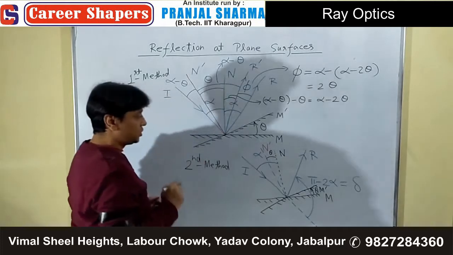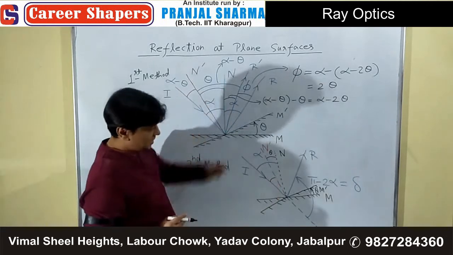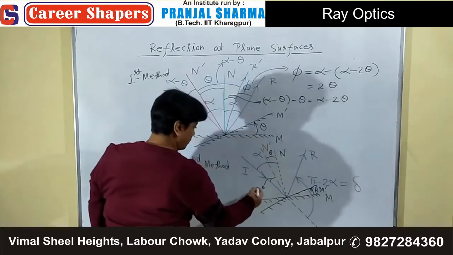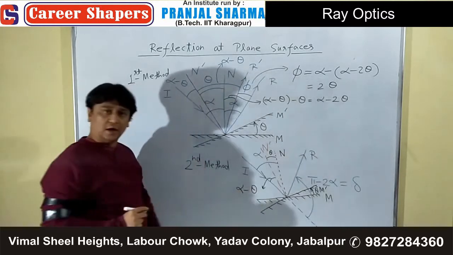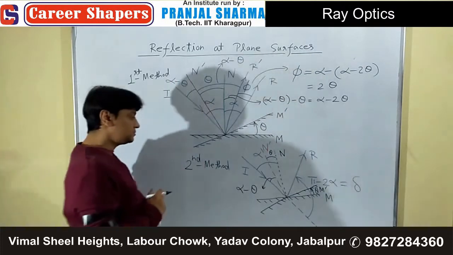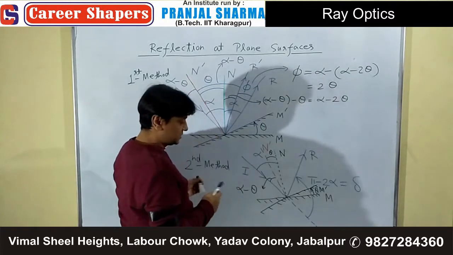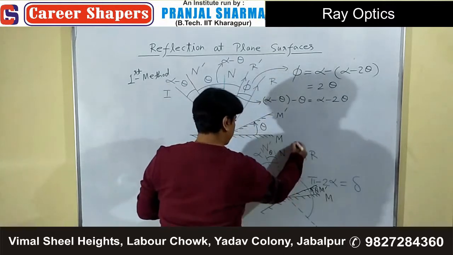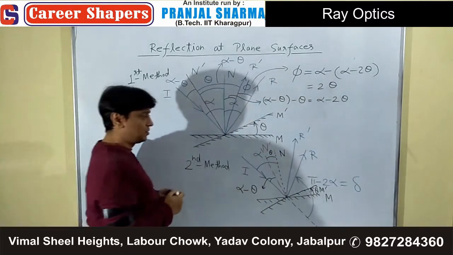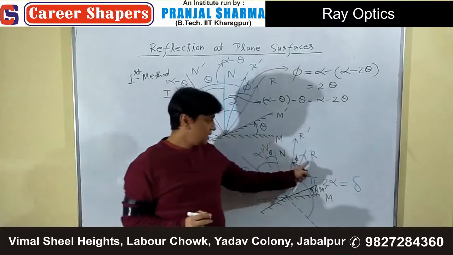That means your new angle of incidence is this, between the normal and the incident ray. This new angle is alpha minus theta, the same thing as in the first method. Alpha minus theta. Now, this is your incident ray, this is your new normal, this is the new reflected ray, R dash. And we need to find this angle phi, the angle phi between R and R dash.